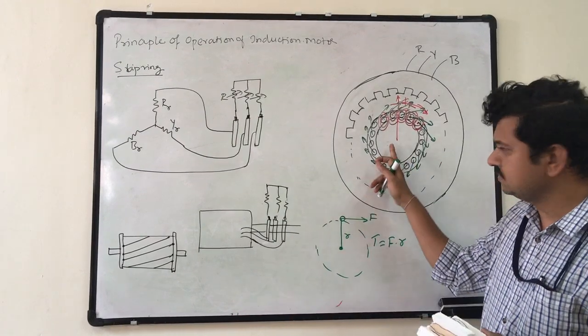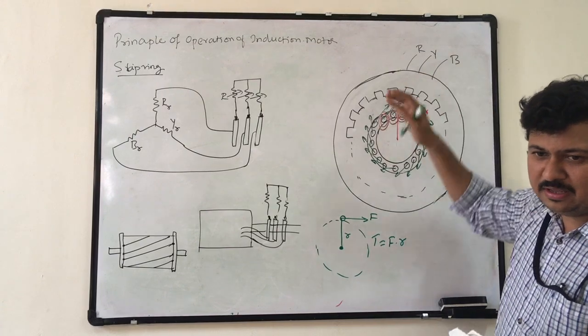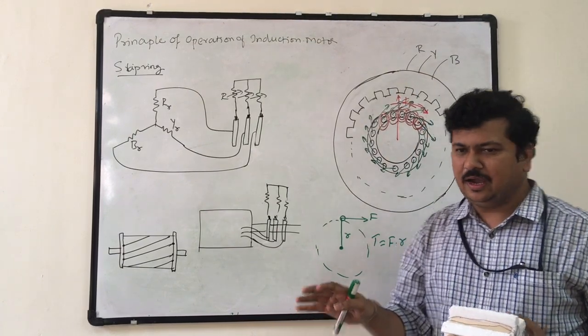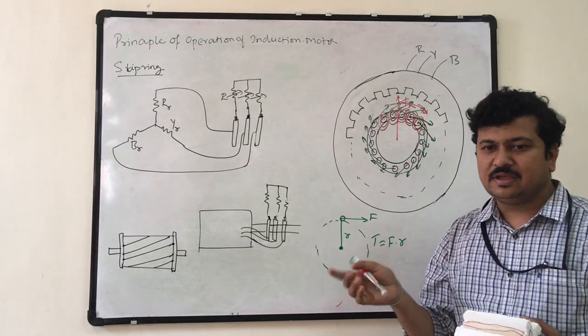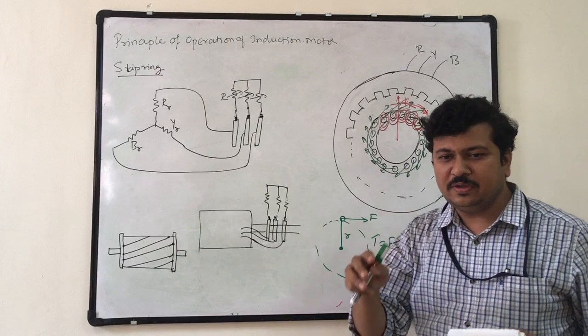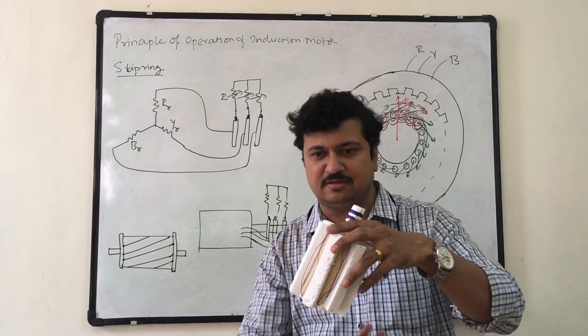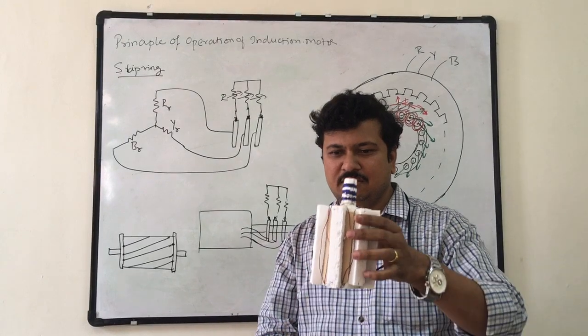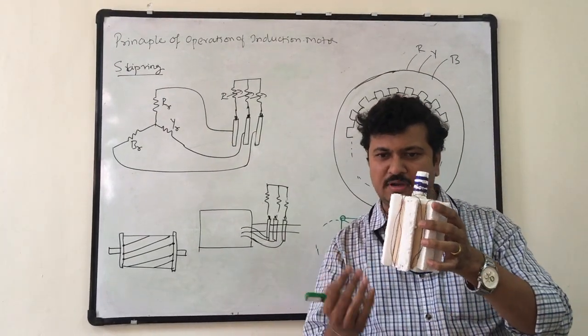Actually, what is happening in this motor? The part to which I am giving the supply remains stationary, and the part in which the force is induced is rotating. In the case of a ceiling fan, the part to which I give the supply remains stationary, that is inside. If you open the ceiling fan, you will see the outer body is rotating, the inner body is stationary.